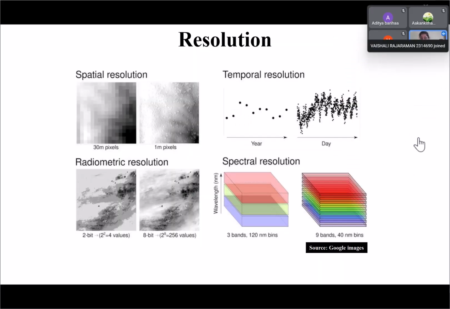Correct. So the third one here is spectral resolution, or what you can see here. This is basically talking about the number of frequency bands. So what level of reflectance are you getting back? The more the colors, the more the resolution.